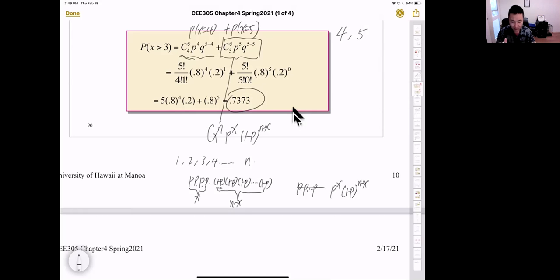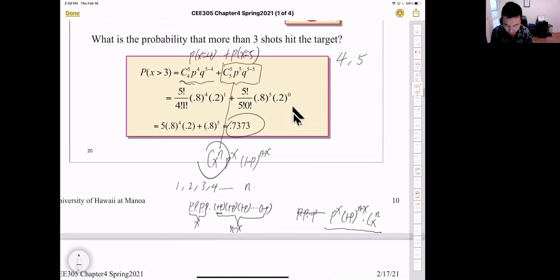However, this is only one instance. We need to figure out how many of these items have X. So how to pick X from the n total trials. That is why we have C n X here. So that needs to be multiplied by C n X. Again, we can use the counting method to figure out why we have this probability mass function for the binomial distribution.